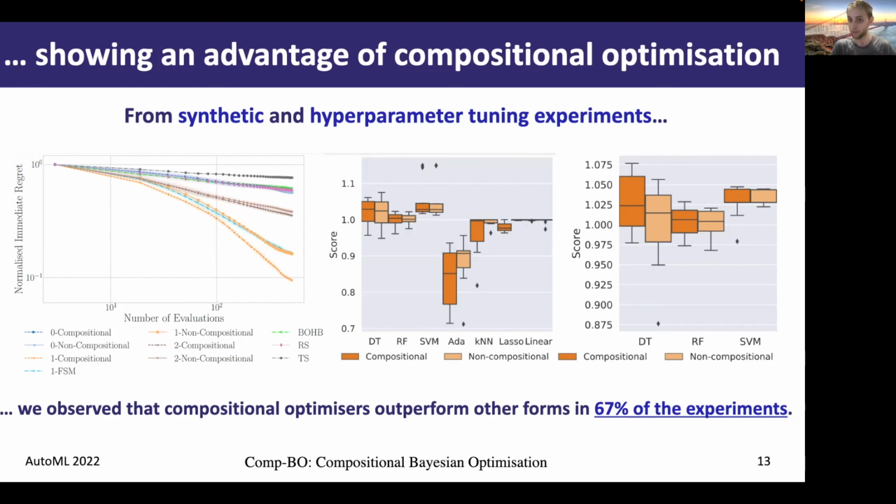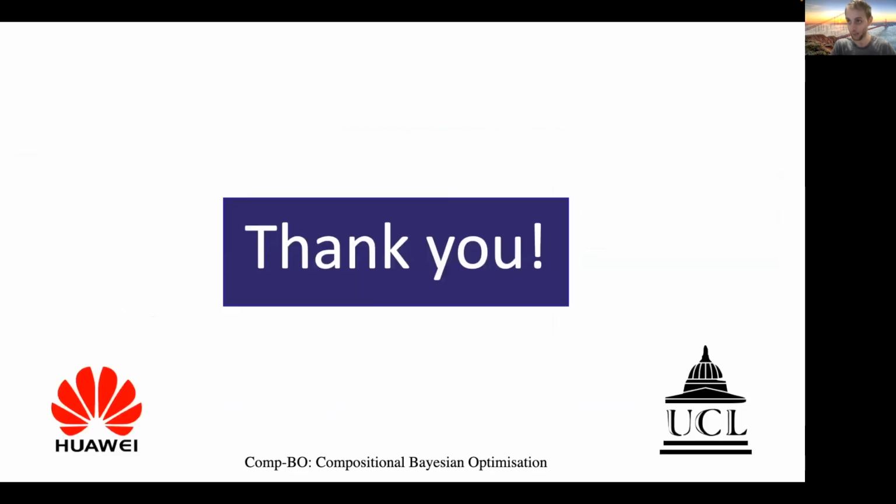And so, interestingly, what we learn from these experiments is that the compositional form, and notably first order compositional solvers, lead to better performance than their non-compositional counterparts. As we see on this left graph, the lowest regret is attained by the first-order compositional solvers, and also on the hyperparameter tuning tasks, a majority of tasks attain a better score when a compositional optimizer is used, which should encourage the exploration of this compositional form in future work. Thank you very much.